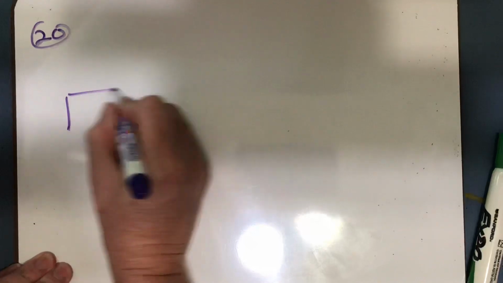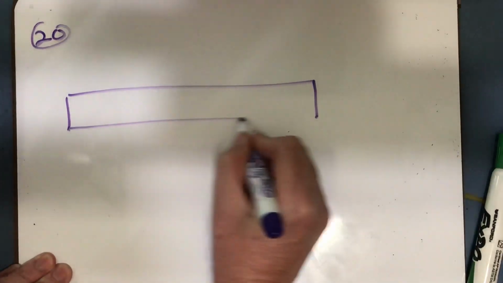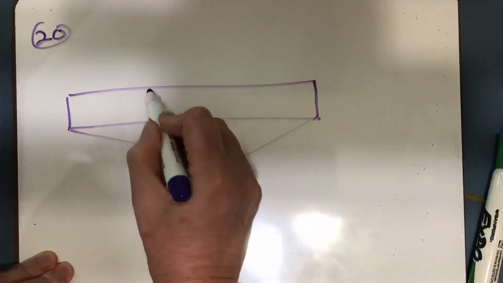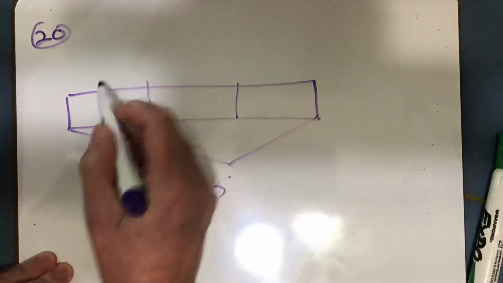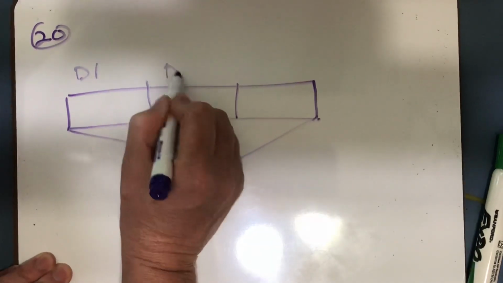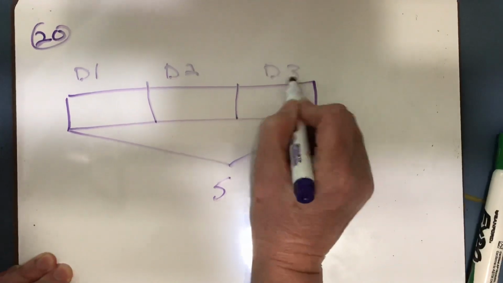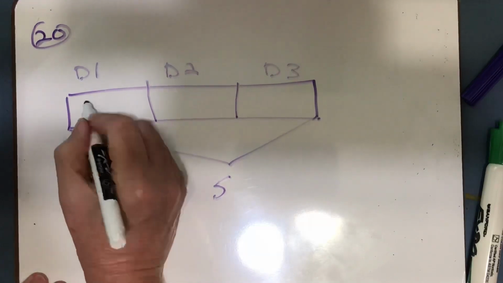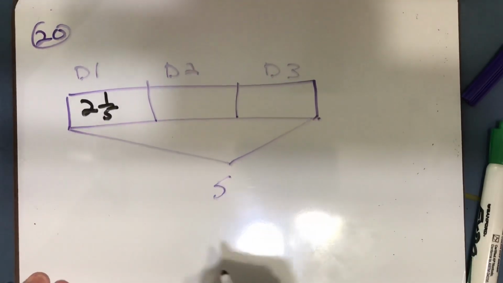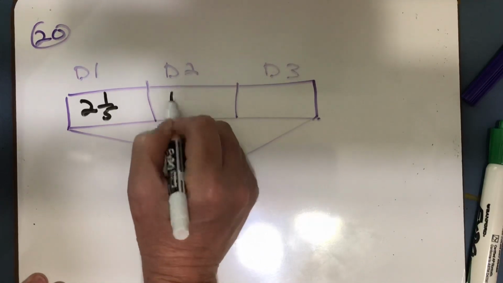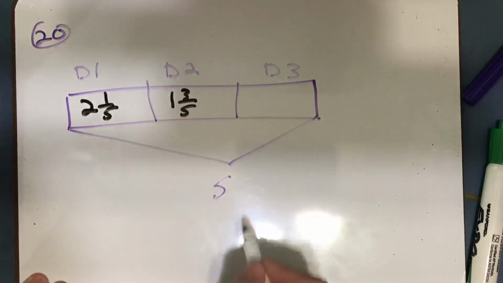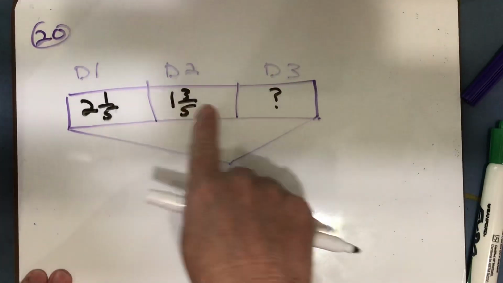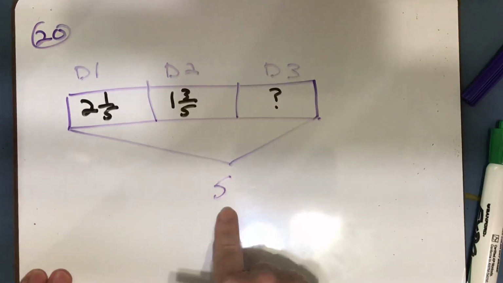So I'll do my bar. And I know that the total is 5 miles that she walks. 5 miles. But she walked for 3 days. So I have to divide my bar into 3 sections. This is day 1, day 2, and day 3. So let's fill in the numbers. On the first day, she walked 2 1/5 miles. And on the second day, she walked 1 3/5 miles. And the third day, we don't know how many she walked. That's what I'm trying to find out. I know that 2 1/5 plus 1 3/5 plus something will equal 5.